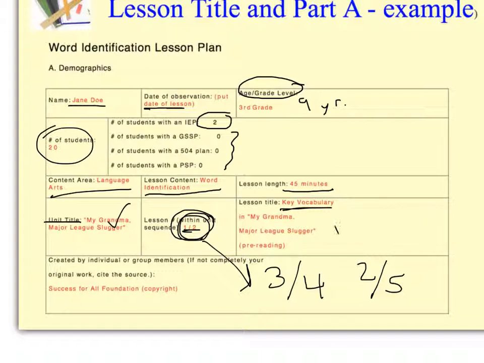Give your lesson a title. If you use any information off of the internet or other sources, printed sources, including clip art, worksheets, whatever, ideas, you must give credit where credit is due. So make sure that you do not plagiarize and you fill in this section. This is section A. I will stop at this point and begin a new recording for section B.